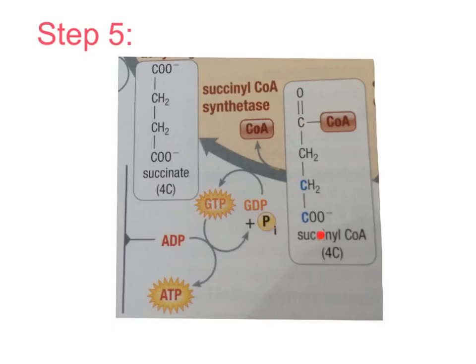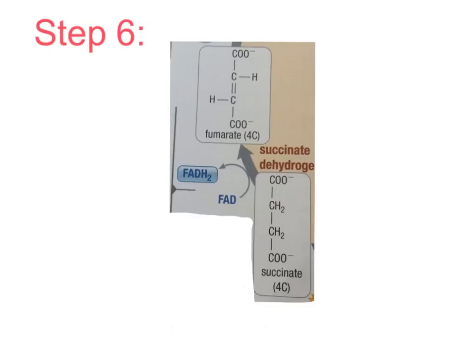Succinyl-CoA loses its CoA to become succinate, which produces major energy. ATP is then formed by substrate-level phosphorylation, which involves GDP and GTP, and CoA is released. This reaction is catalyzed by the enzyme succinyl-CoA synthetase. 2 hydrogen atoms reduce FAD to FADH2, and succinate is then converted to fumarate. This reaction is catalyzed by the enzyme succinate dehydrogenase.